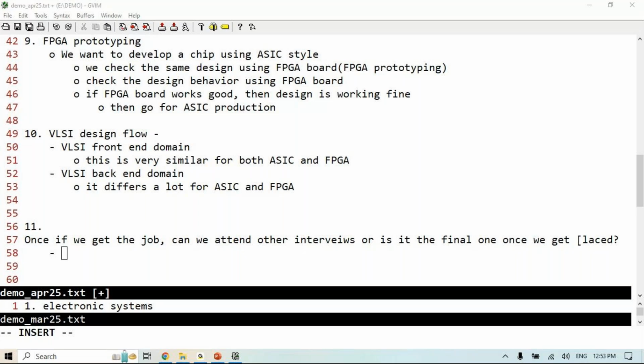Let me give you one statement. See, we have one final project called Ethernet MAC functional verification. If you do that project completely, we can give you 99% job guarantee.